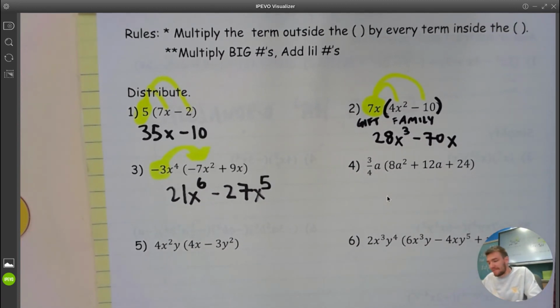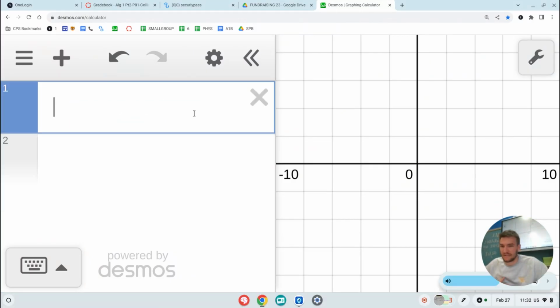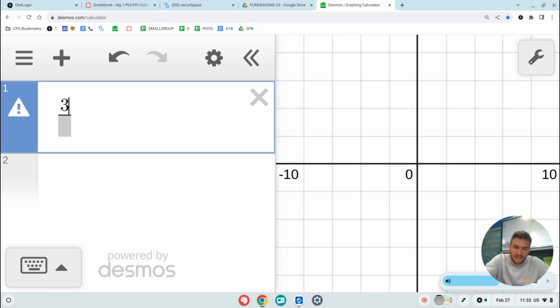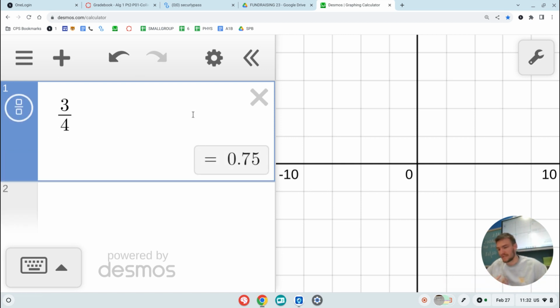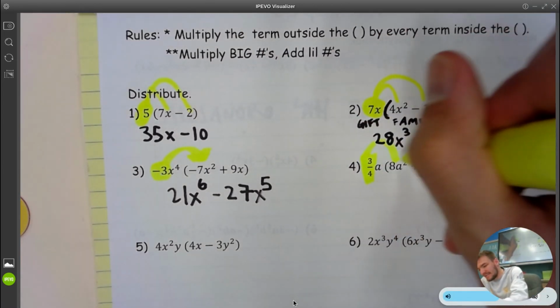Number 4 uses a fraction. Okay, that kind of is annoying, but I know that Desmos is mega strong, so I'm just going to go to Desmos, hit my fraction, give myself a 3/4. So let's do some multiplying. I need to do 3/4 times 8.